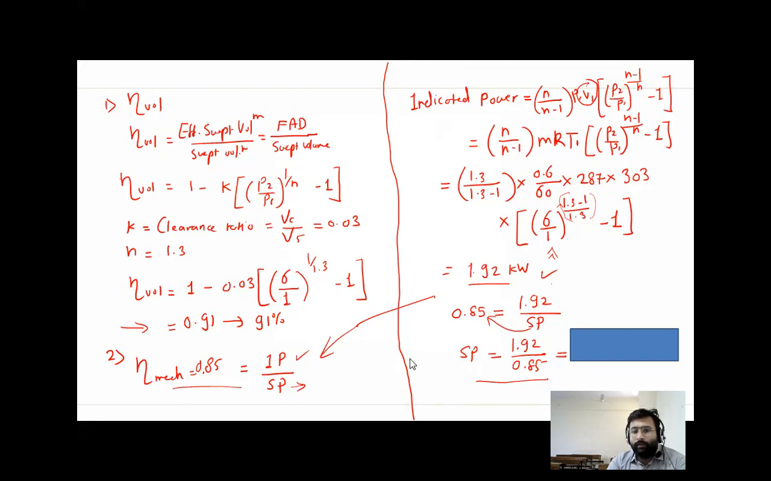And now calculate the shaft power. The formula is there: mechanical efficiency equals indicated power, 1.92, divided by shaft power. So from this, calculate the shaft power, how much? Others, check. Yes, 2.267 kilowatt. So that is the shaft power. This is answer number 2. Yes, Akshay Pawar, good, 2.258.